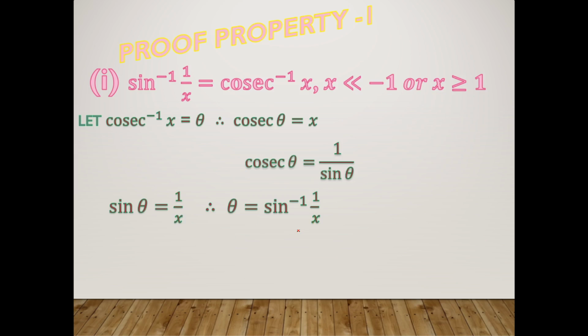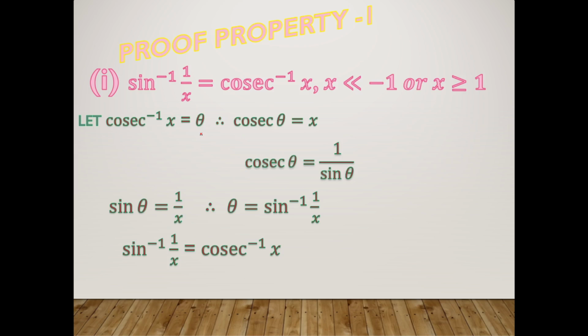Okay, now theta is equal to sin inverse 1 by x, and theta we have assumed is cosec inverse x. So that means sin inverse 1 by x is equal to cosec inverse x. So this is the required proof. So this is the proof of the first part, and by seeing the proof of this part you can prove the other two parts and check yourself.